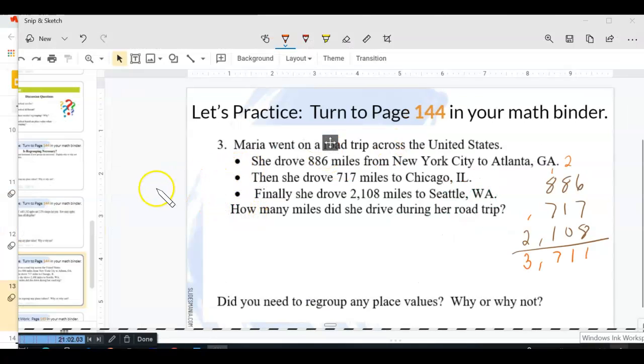Okay, so let's take a look at the third one here. Number 3, Maria went on a road trip across the United States. She drove 886 miles from New York City to Atlanta, Georgia. Then she drove 717 miles to Chicago, Illinois. Finally, she drove 2,108 miles to Seattle, Washington. How many miles did she drive during her road trip? And at the bottom, did you need to regroup any place values? Why or why not?